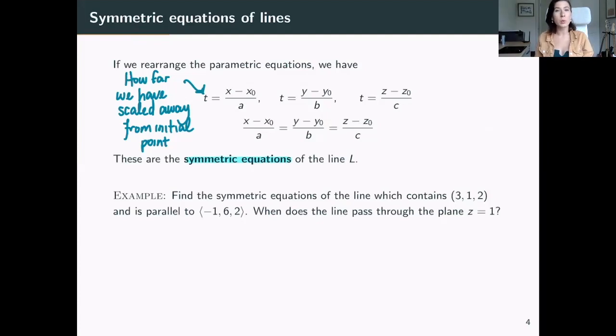In this example, we are just finding the symmetric equations of a line which contains 3, 1, 2 as a point and is parallel to the vector -1, 6, 2.